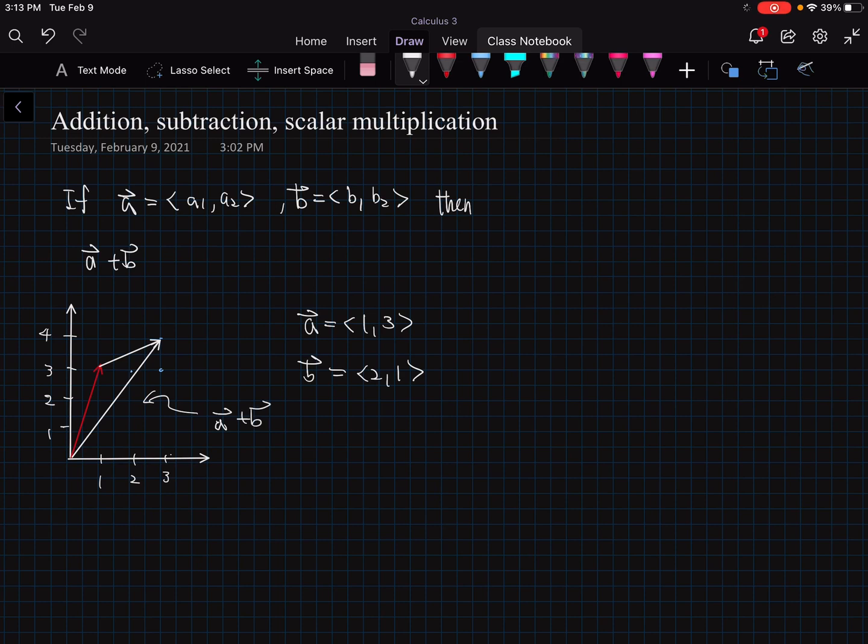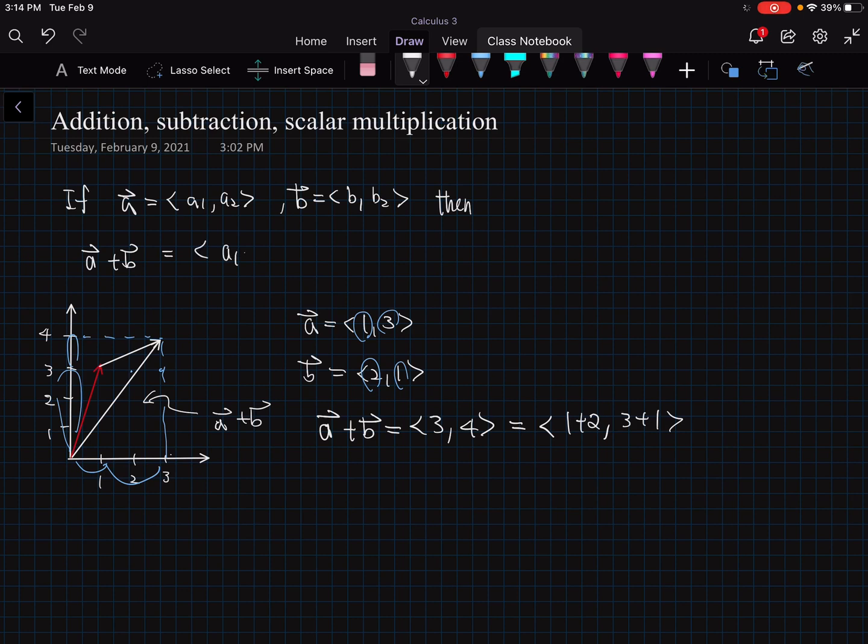As you can see, this vector ends up at (3, 4). Simply, it's 1 plus 2 and 3 plus 1. So A plus B equals (3, 4) geometrically speaking, but algebraically speaking, it's 1 plus 2 and 3 plus 1. So with two vectors, we simply add component-wise: A1 plus B1, A2 plus B2. Just add it component-wise, okay?